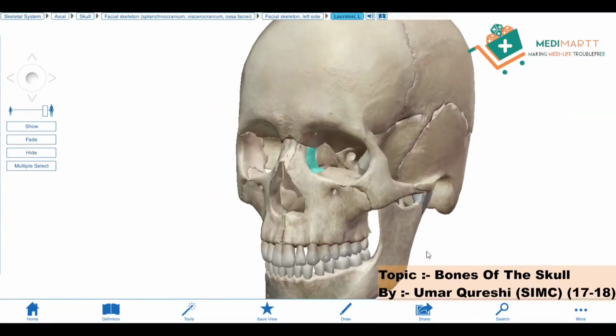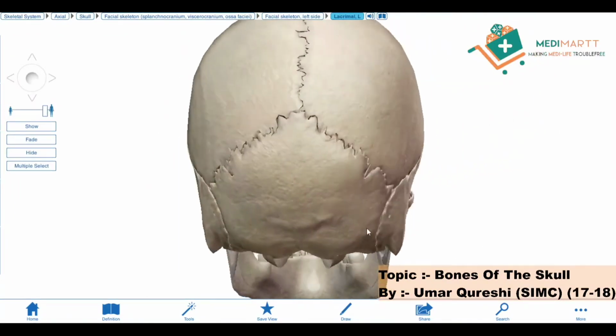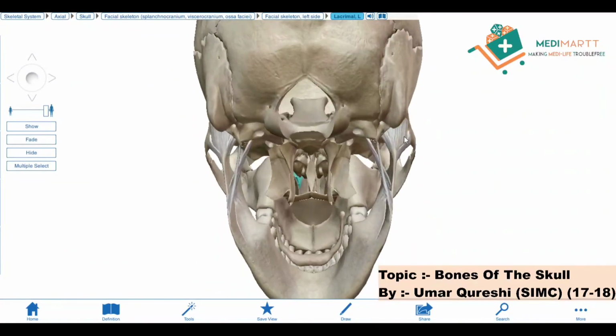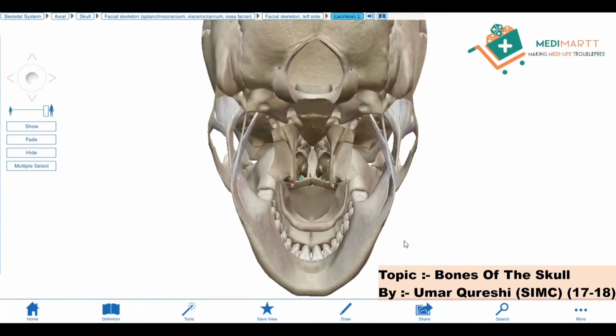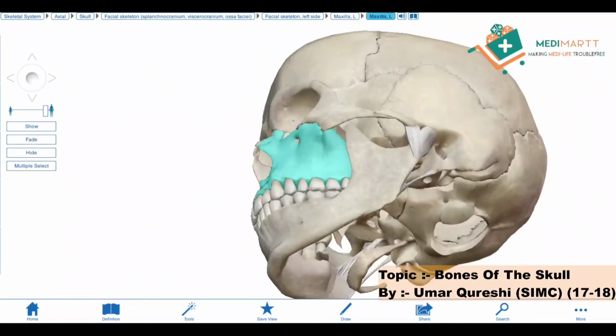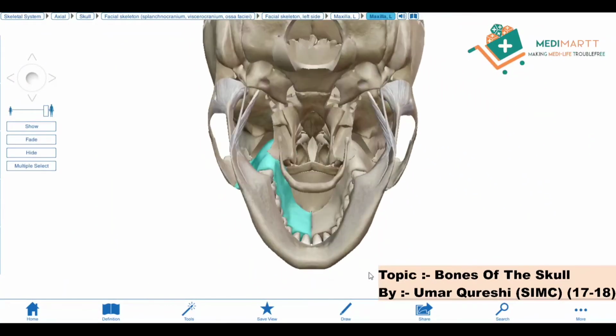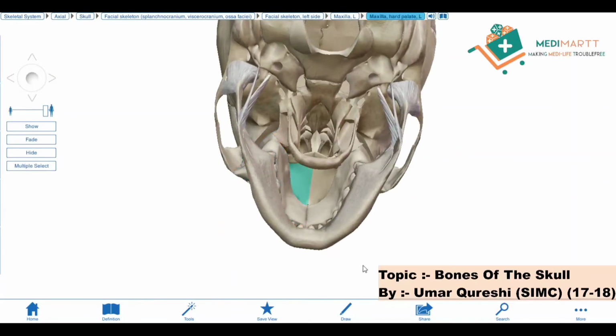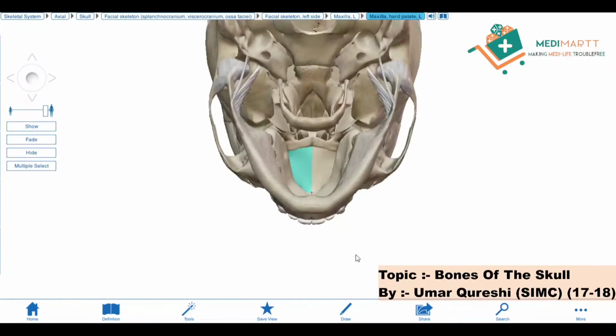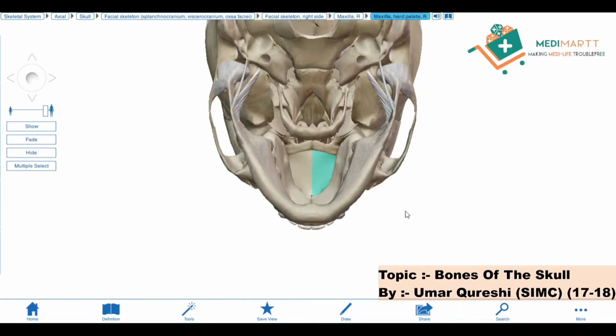Then moving towards the inferior view of the skull. Okay, so this bone, we can see it is the hyoid bone. Then these are the maxilla. I already told you, just like this, these are interconnected. Okay, then this is the hard palate of the maxilla of the left side, and this is the hard palate of the maxilla of the right side.